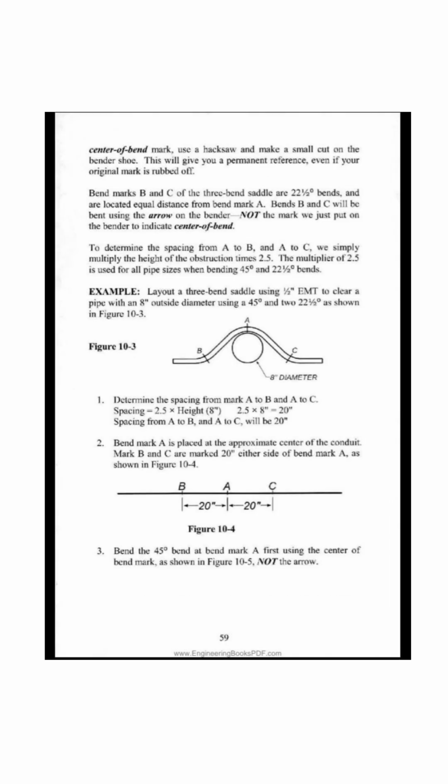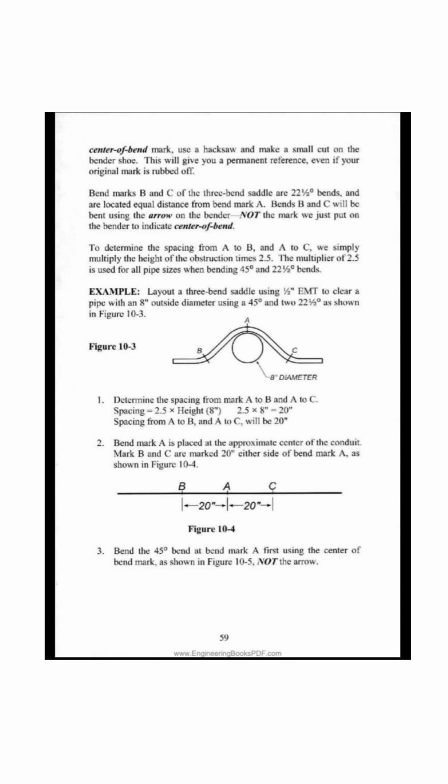Tip: once you have bent a few 45 degrees bends and double-checked the center of bend mark, use a hacksaw and make a small cut on the bender shoe. This will give you a permanent reference, even if your original mark is rubbed off. Bend marks B and C of the 3-bend saddle are 22.5 degrees bends, and are located an equal distance from bend mark A. B and C will be bent using the arrow on the bender, not the mark we just put on the bender to indicate center of bend.